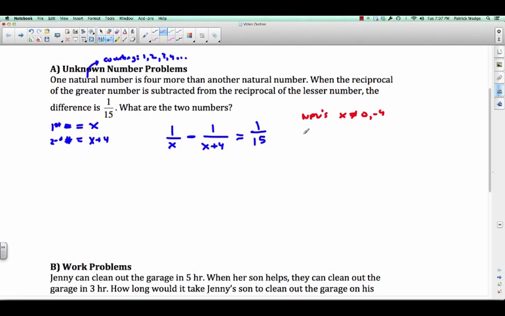Okay, next thing you do is you're going to multiply everything by the lowest common denominator. What's the lowest common denominator? Well, we have an x plus 4, and we have a 15. So there's nothing in common.